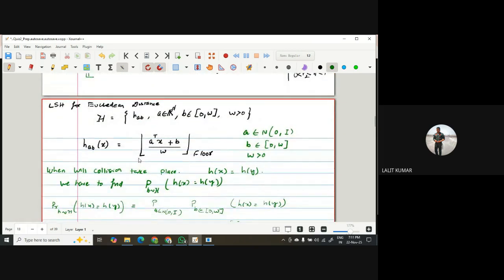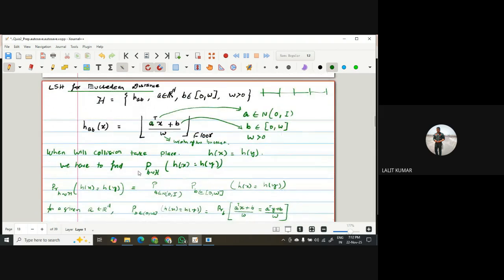And how do we do LSH, for example, for Euclidean distance? This is the family of hash functions: h_{a,b}(x) is equal to floor of (a transpose x plus b) divided by w. This w is the width of the bucket, which has to be greater than 0. b comes from a uniform distribution from 0 to the width of the bucket. a comes from a normal distribution with mean 0 and variance 1. So all the points will land in these buckets.